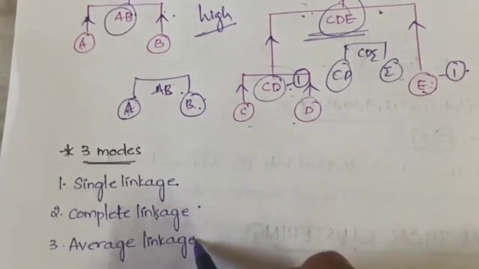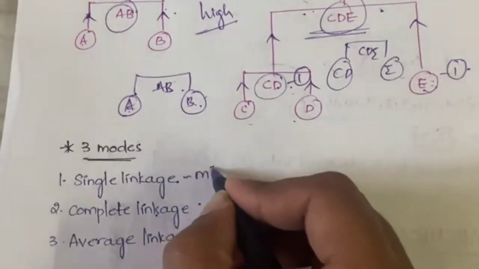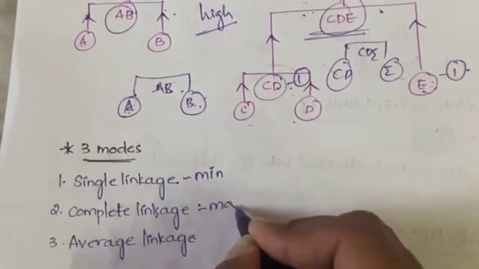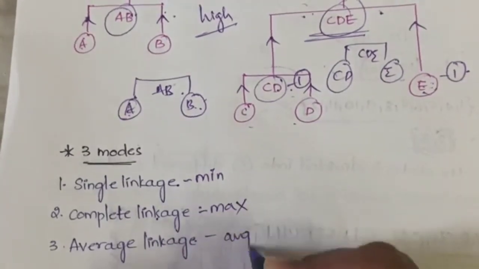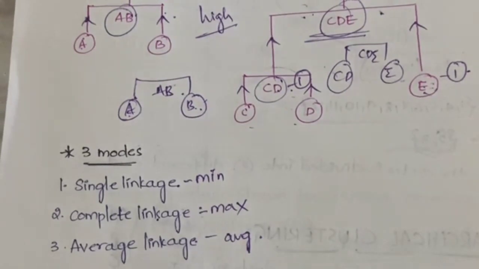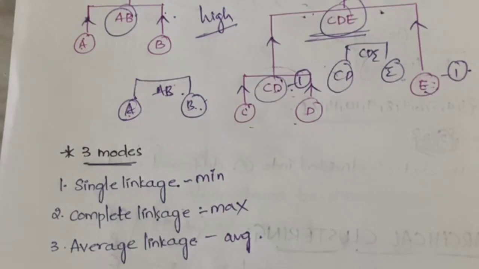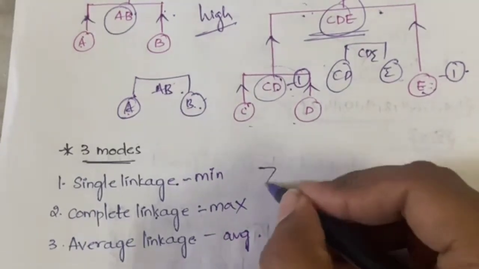For A and B, we have to calculate the similarity of A and B. Now, we have 3 modes. In the single linkage mode, we have the minimum, the complete linkage uses the maximum, and the average linkage uses the average. The divisive method is the splitting of the data from top to bottom. This cluster has A, B, C, D, the data items.